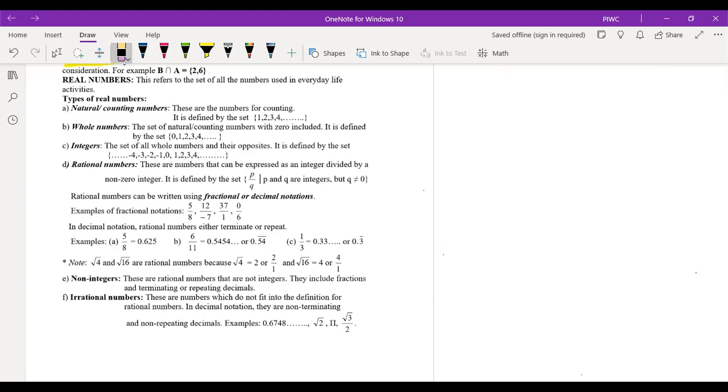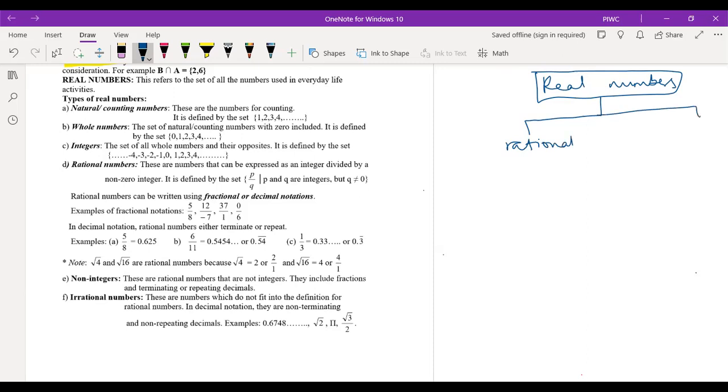What are the types of real numbers? There are different types of real numbers. So let's go through that. Types. We can break down the real numbers into what we call the rational and irrational numbers. Rational and irrational numbers.